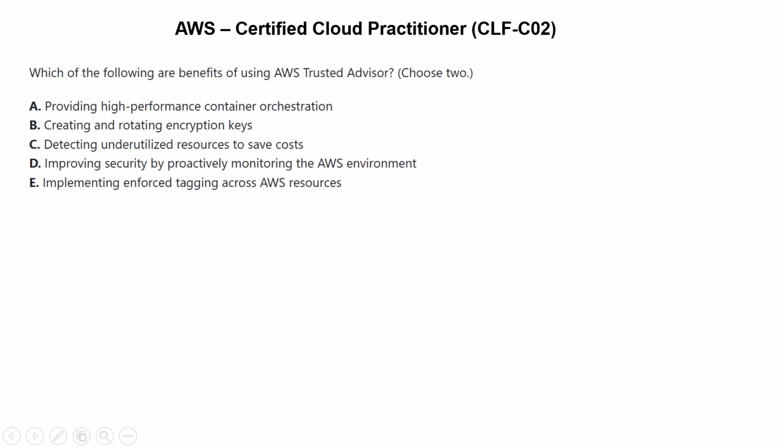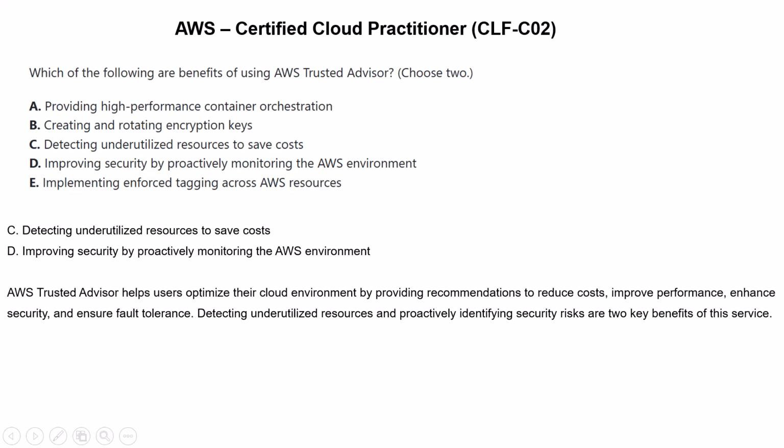Which of the following are benefits of using AWS Trusted Advisor? Choose two options. Option A, providing high performance container orchestration. Option B, creating and rotating encryption keys. Option C, detecting underutilized resources to save costs. Option D, improving security by proactively monitoring the AWS environment. Option E, implementing enforced tagging across AWS resources.